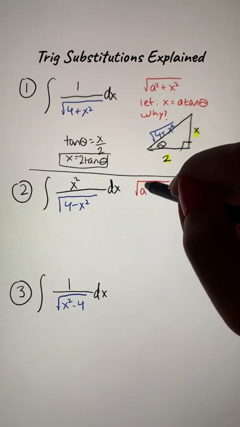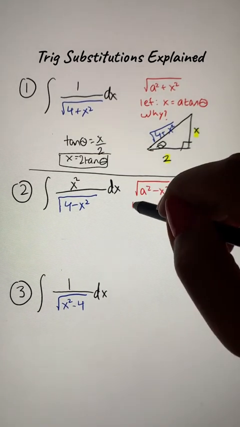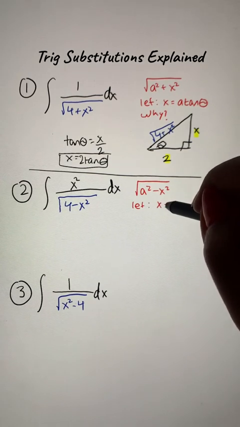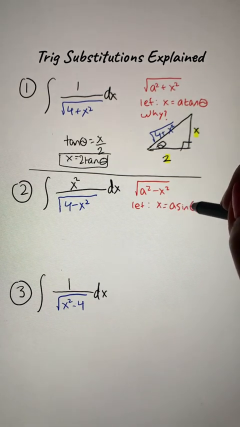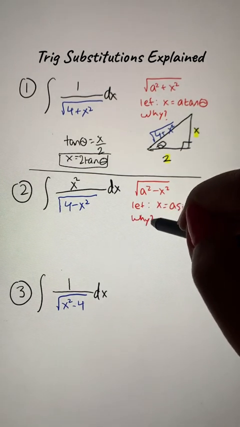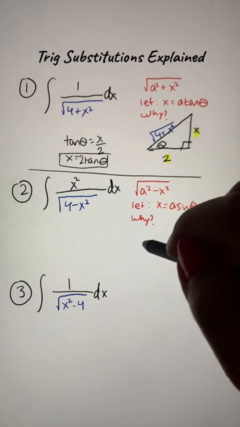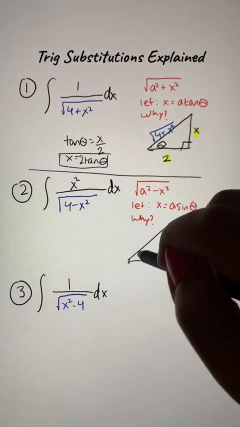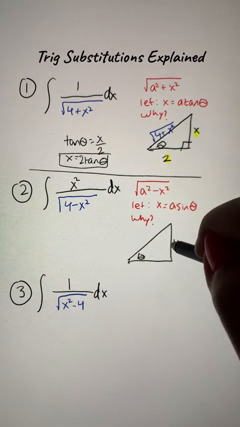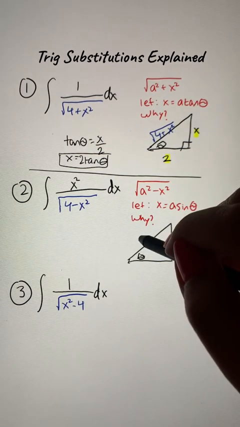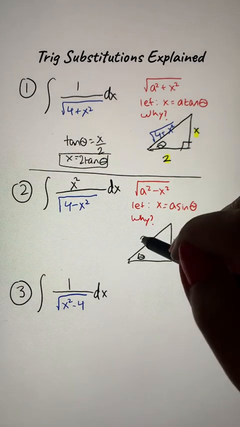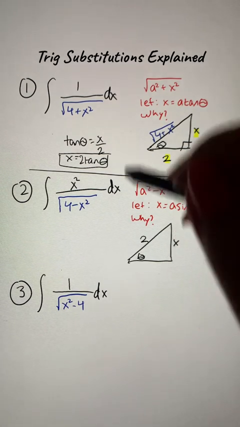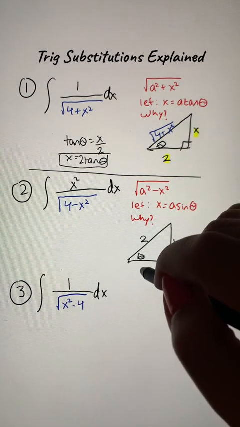Let's have a look at the second one. In the second one, we have square root of a number minus x squared. In this case, we let our x equal a sine theta. So again, we're going to draw a triangle to try to understand this. So right angle triangle, we're going to put theta in the same place. But now since we have square root of 4 minus x squared, which has to be one of the sides, it means that the hypotenuse has to be 2. And the other leg is going to be the square root of 4 minus x squared.